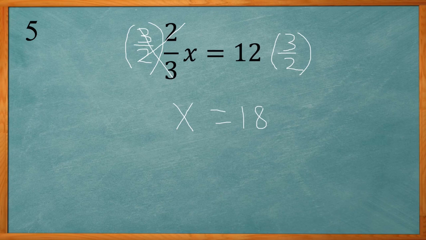So we had a fraction. We had to multiply by the reciprocal of that fraction on both sides in order to reduce this number down to 1x. And then you gotta multiply the other side by that same reciprocal.